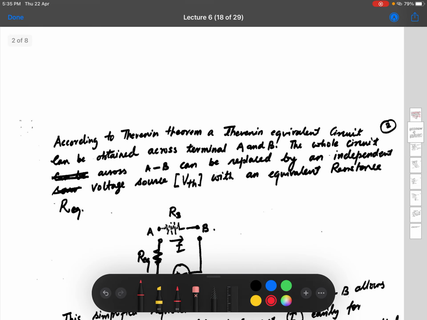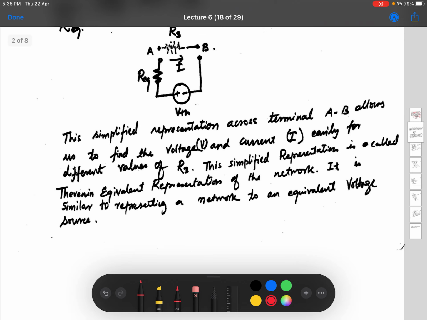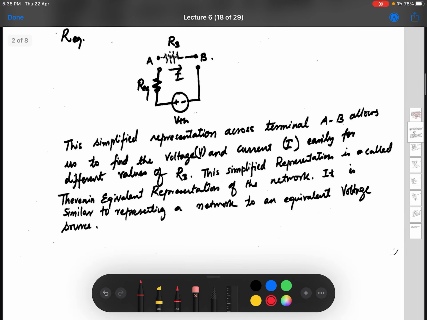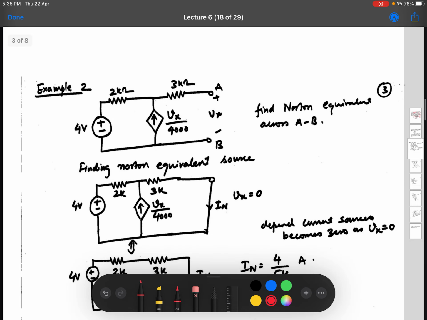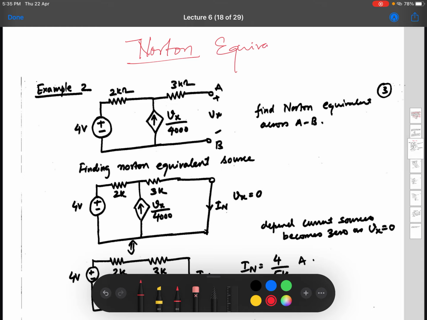Now let us take the same circuit we used in the earlier lecture, and find the Norton equivalent for it, like we did the Thevenin equivalent. We will go according to the rules which we have just stated. We are interested in A and B, so we first short circuit A and B and find how much IN is.